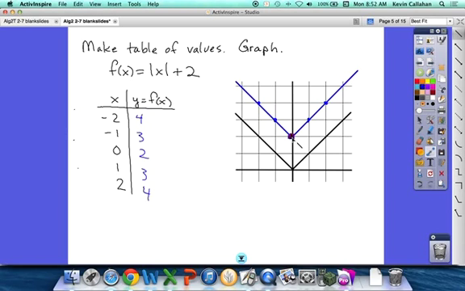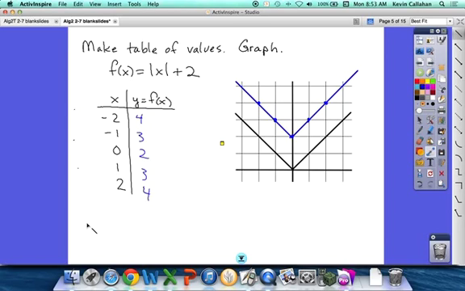And so what happened to the graph because we added 2 after the function? It went from here to here, up 2, right? It moved it up 2. Did it change the slope of either side of the V? No, it's still 1 and -1. Did it change the axis of symmetry? No, it's still going right through the middle, x equals 0.